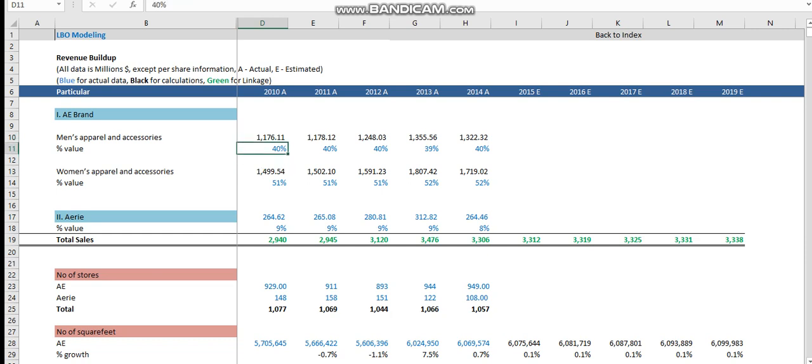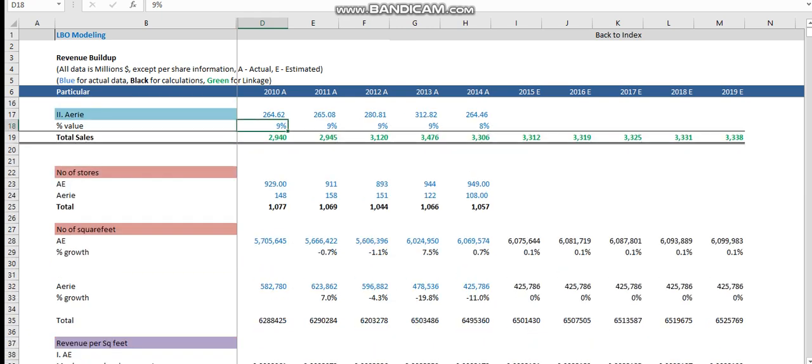Let's say, if we try that, like this, 1176 is the total, 40% is the men's apparel. Then this is the women's apparel, this is 51% of the women's apparel, and this is Aries, 9%.